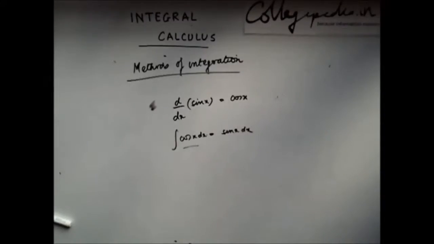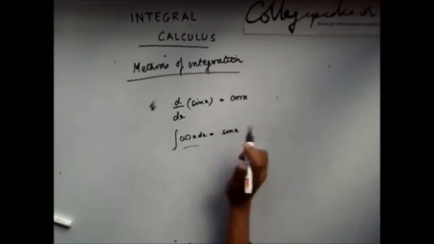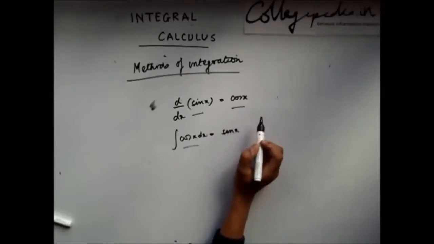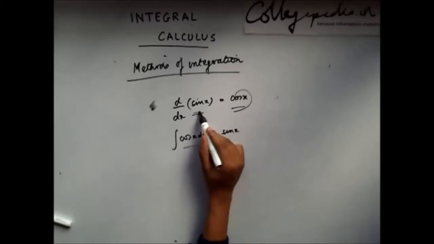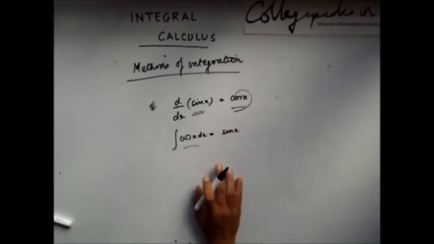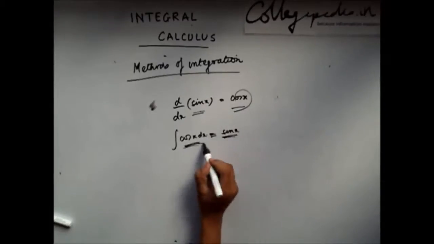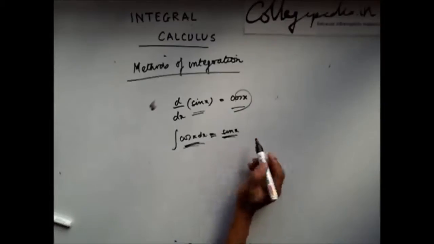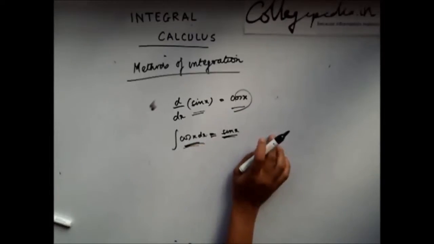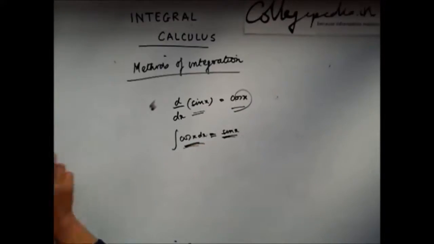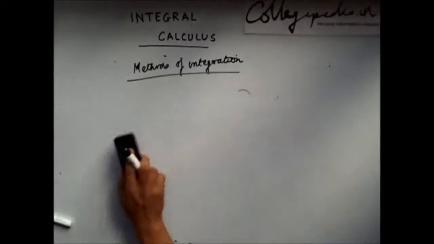Now to integrate cos x, I directly know that if I differentiate sin x, I had got cos of x. So if I integrate cos of x, I'll get sin x. So this function is directly integrable, or I know the value of the integration of this function. So in this case, we can directly write that the integration of cos x dx is sin x. So in this case, we don't need to follow an approach.